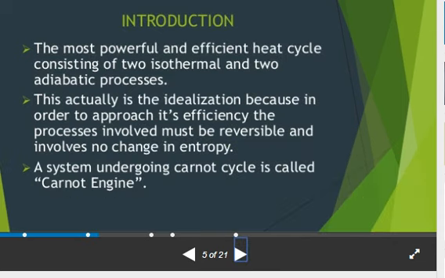The most powerful and efficient heat cycle, consisting of two isothermal and two adiabatic processes. This actually is an idealization, because in order to approach its efficiency, the processes involved must be reversible and involve no change in entropy. A system undergoing the Carnot cycle is called a Carnot engine.